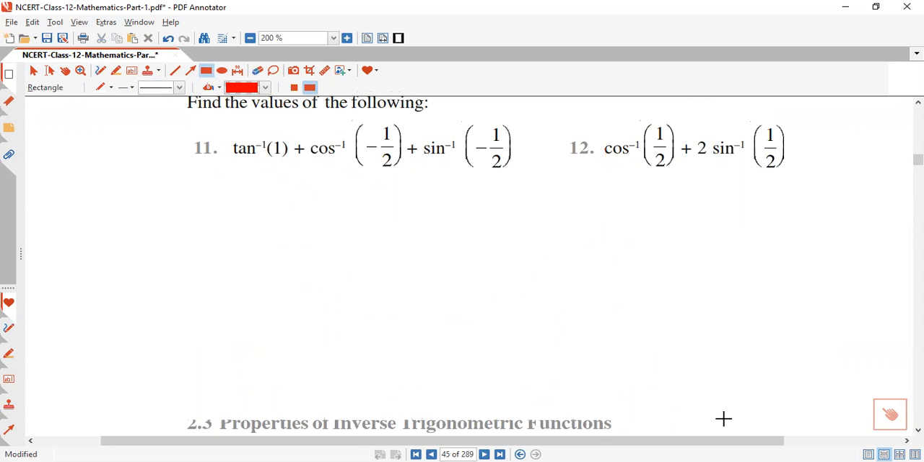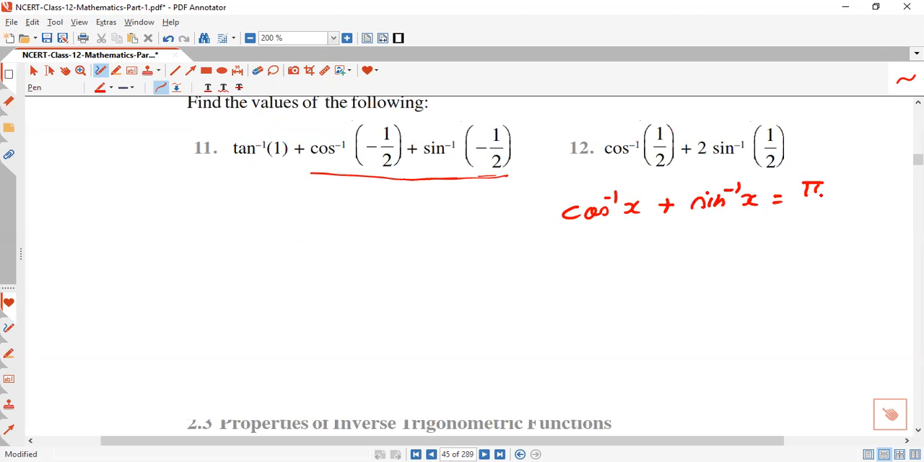Let's say here we have to find out the value of question 11. You see this one: cos inverse minus half plus sine inverse minus half is given to you. So we know the formula actually: cos inverse x plus sine inverse x equals pi by 2. You see the angle is the same. Here x equals minus half in both. The angle is the same.